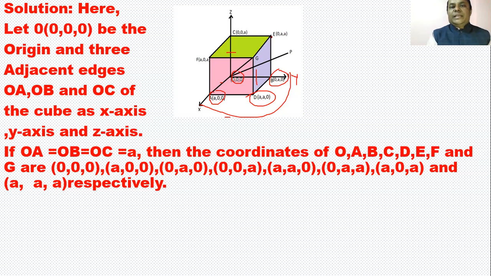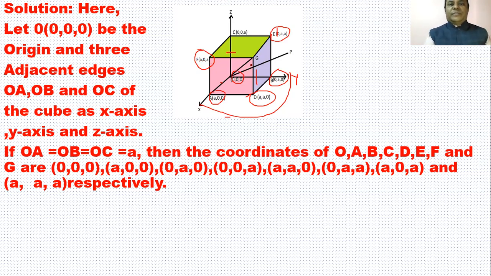Likewise, the point E is taken along the YZ plane. If it is taken along the YZ plane, the coordinate of X will be 0 here: 0, A, A. Likewise, to get the coordinate of F, this point F is taken along the XZ plane. If it is taken along the XZ plane, there are three components, X, Y, Z, but the Y component is 0. Therefore, the coordinate of F goes to A, 0, A.